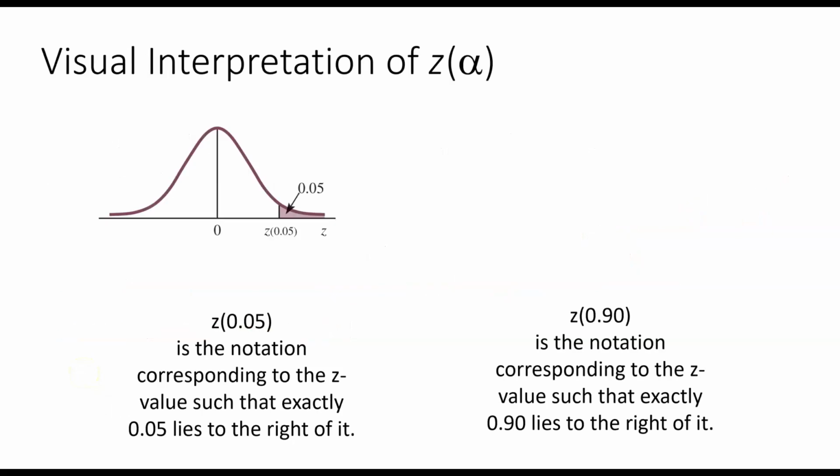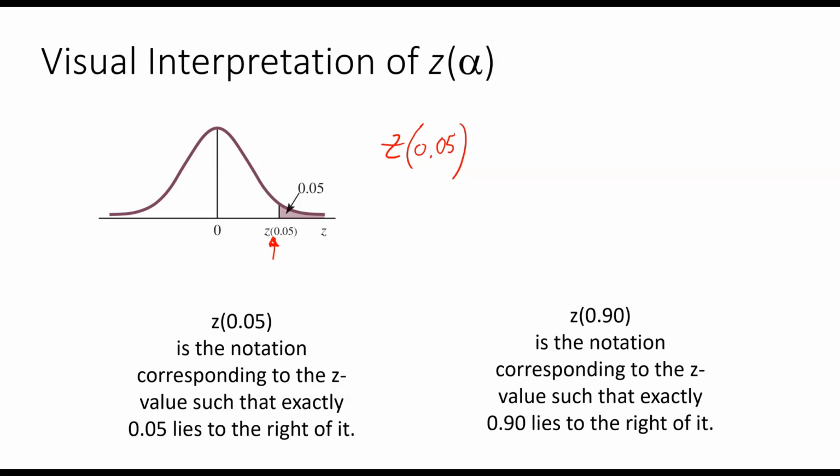Let's take a look at an example. Visual interpretation of Z of alpha. Here we have a position for a Z-score. This particular Z has 0.05 to its right. So Z of 0.05 would represent a Z-score that has 0.05 to its right.